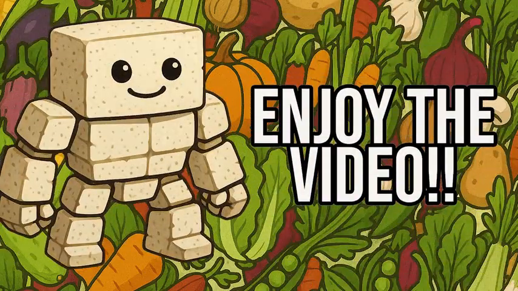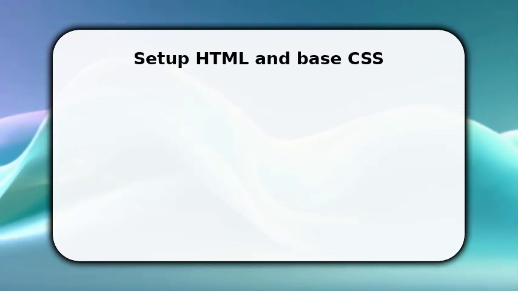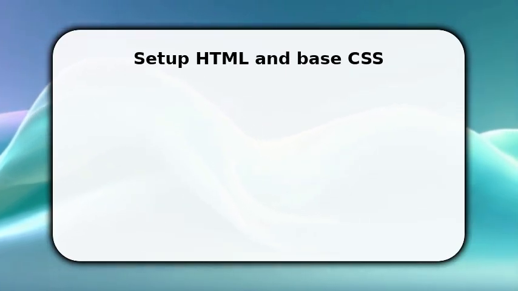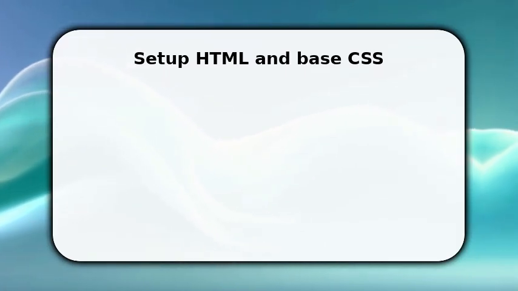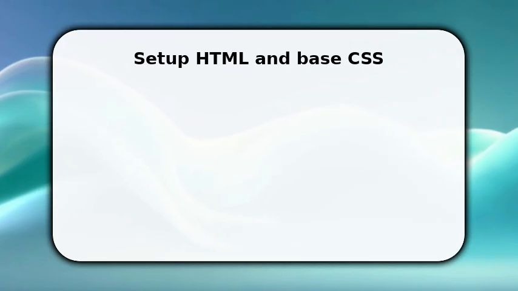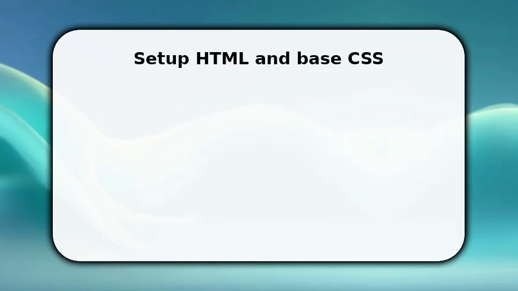Please enjoy the video. You start by opening your project and creating index.html and styles.css. Set a base font size on the HTML or body so rem and em units calculate predictably. For example, 16px equals 1 rem. Once done, link the CSS file and add a simple paragraph element to test.